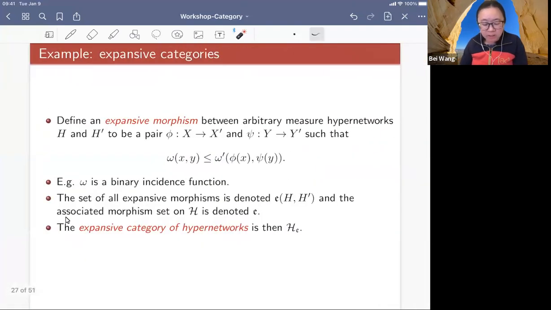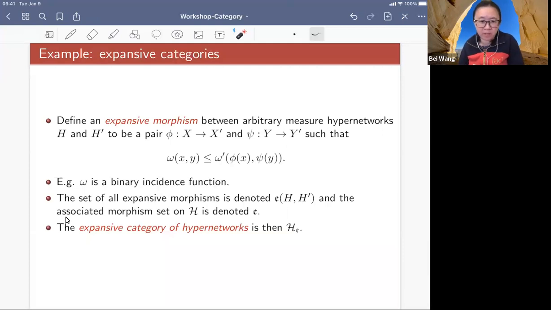Now, the expansive morphism is really saying that I preserve the relation, but most importantly, my hypergraph function is strictly increasing. A simple example, of course, is when omega is the incidence relation. If a vertex is an element of a hyperedge, through this mapping the corresponding image is also an element of that. So whatever is incident in the original hypergraph is also incident in the image in the mapped space.